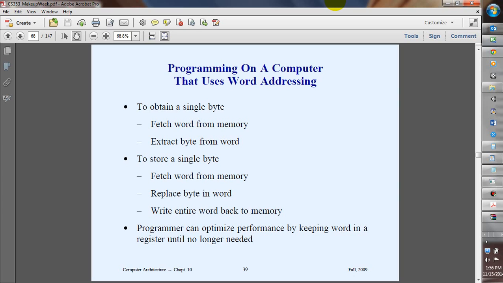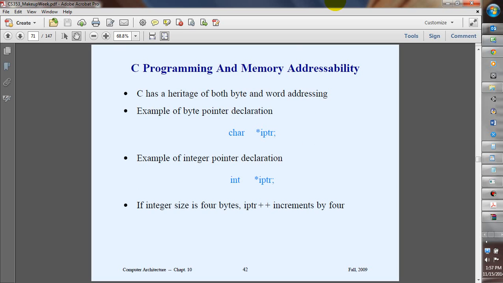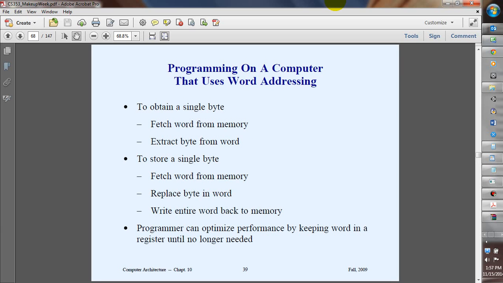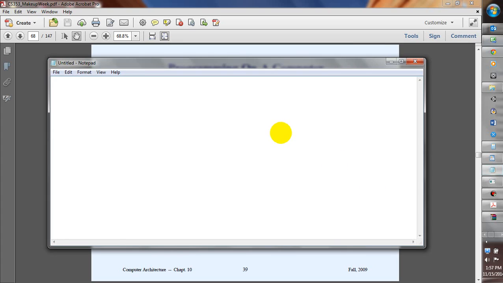So if we want to obtain a single byte, what we would have to do is fetch the word from memory and extract the byte from that word. And we'll see an example of that in C in a second here. To store the byte, we'd fetch the word from memory, replace the byte, and write it back to memory. And we've done that a couple times in class in our assembly examples. Oh, they don't have an example on these slides. Let me show you quickly what that ends up looking like.